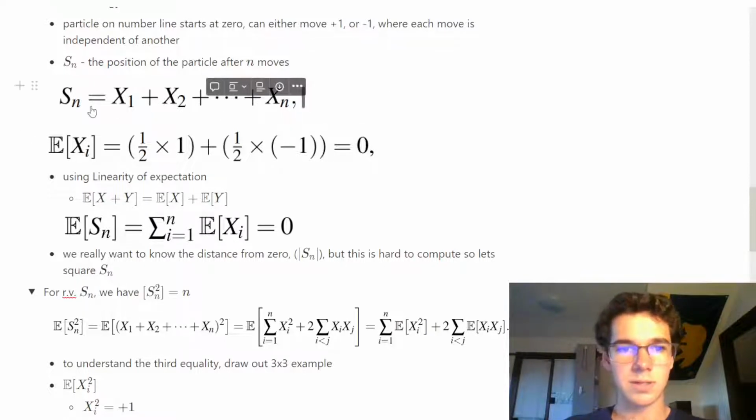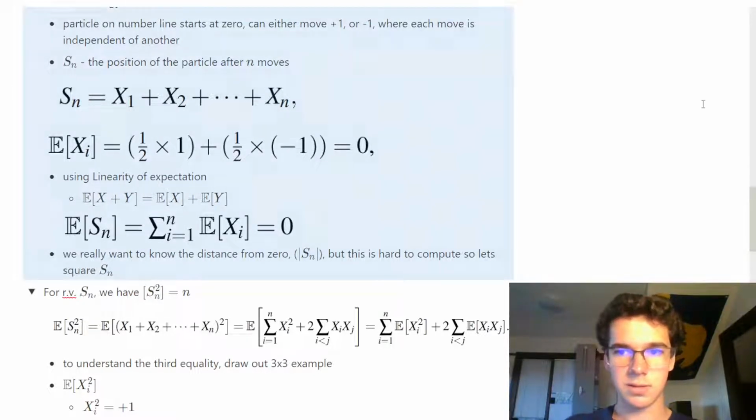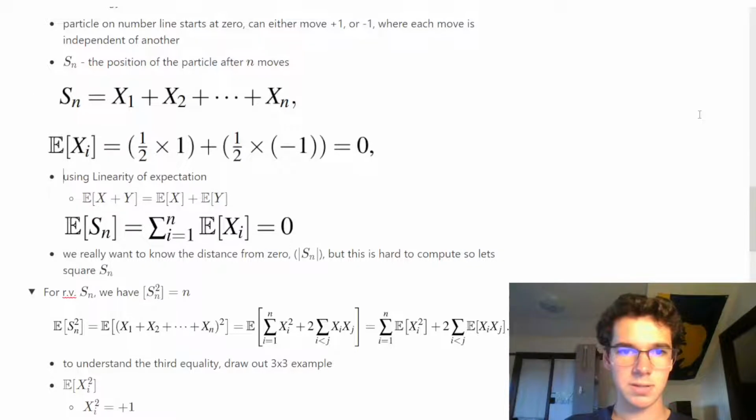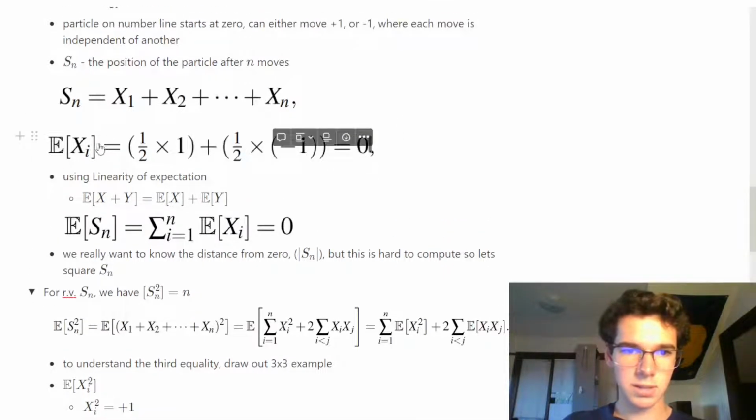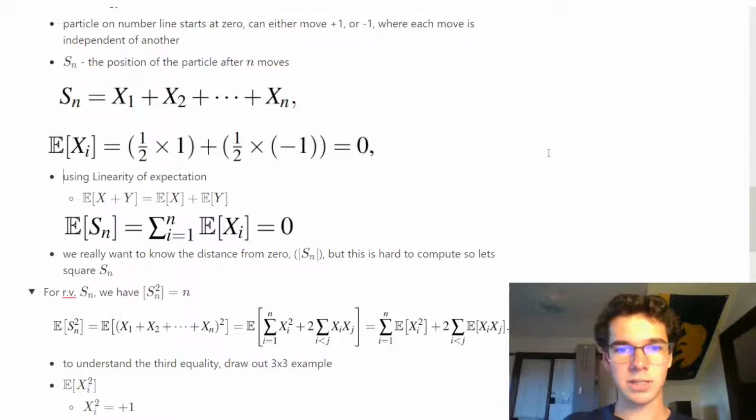So this is the random variable. All of these are the sub-events: the position of the particle after one move, after two moves, after n moves, right? If we take an arbitrary position of the particle at some move i, by the definition of expectation, it has a 1/2 chance of moving to the right, plus a 1/2 chance of moving to the left. So its expected value is to just not move at that point.